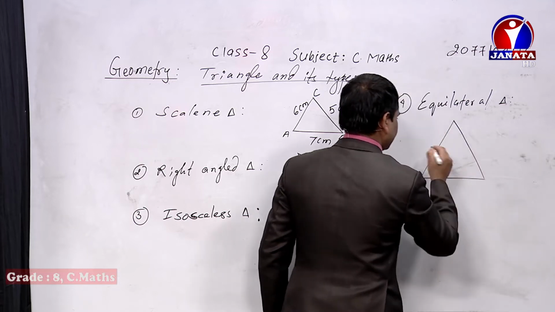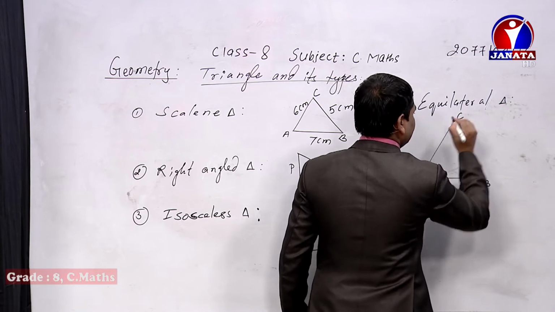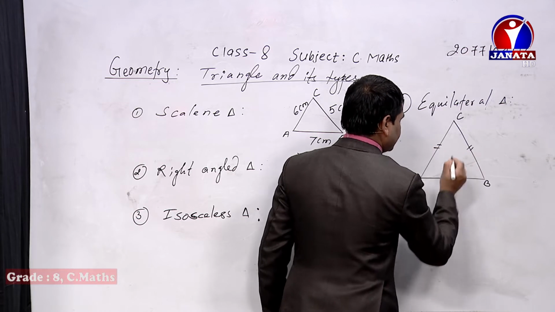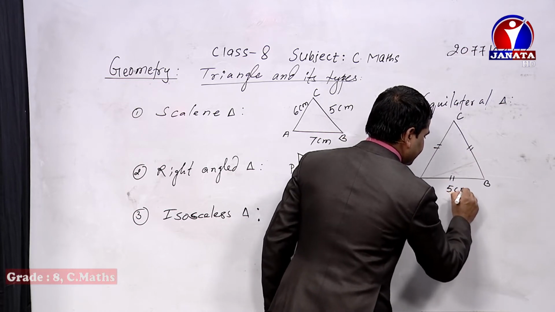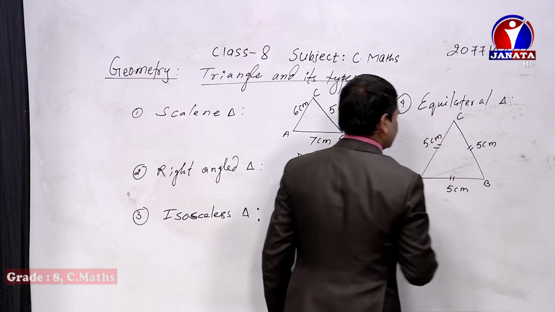Okay, dear students, a triangle whose all sides are equal. It means, for example, ABC is the name of the triangle. Among them, if the length of all 3 sides is equal, then that type of triangle is known as an equilateral triangle.